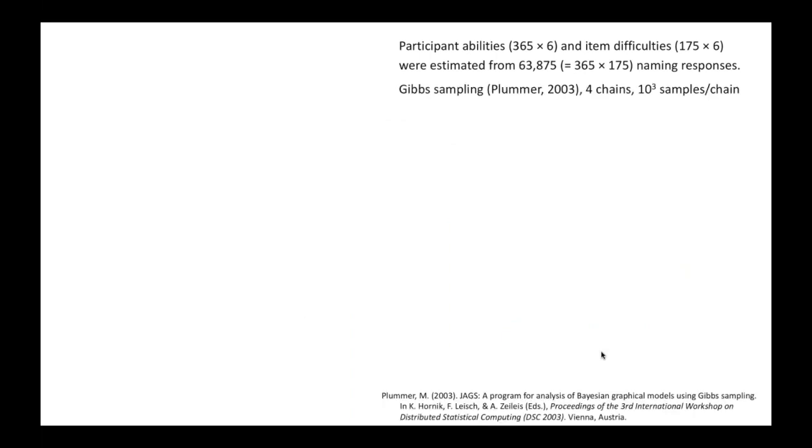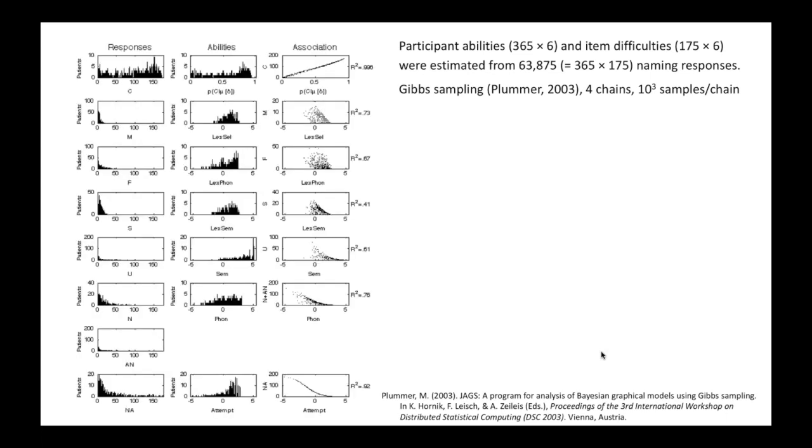So we estimated the participant abilities and item difficulties from 63,875 total naming responses. We used Gibbs sampling with four chains and 1,000 samples per chain. I'm not going to say much about that, but this is sort of the magic. It's basically a way to cheat at doing calculus and doing difficult probability calculations. So this is how we estimate those parameters. And on the left here, you can see these are the distributions of responses. On the top is correct responses, and then the errors.